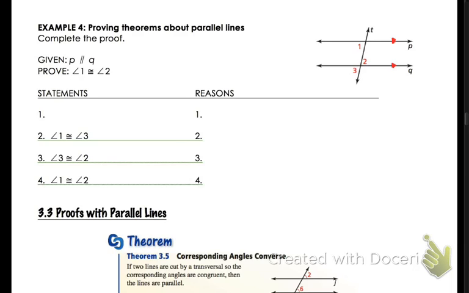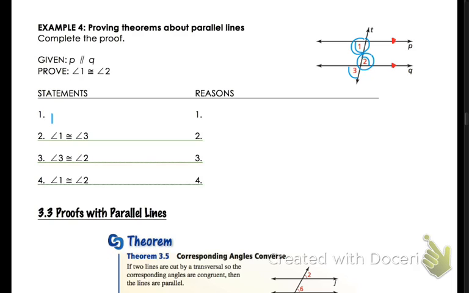I'm not allowed to use alternate interior angles because that's what we're proving. But I do know that I can use corresponding angles. So I know that angle 1 is congruent to angle 3 because they're corresponding. But then I also know something about angle 3 and angle 2. Can you think of what that would be? Those are going to be vertical, so that means that angle 3 and angle 2 are also going to be congruent. And now you can see by the markings that we've done, we can now say that 1 is congruent to 2. So that's where this proof is going to go.